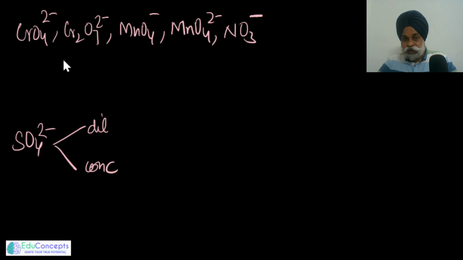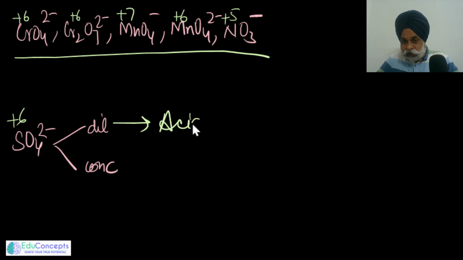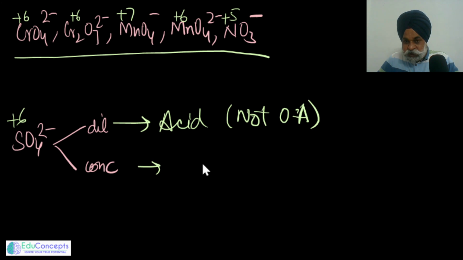Similarly, there are some anions which tend to act as an oxidizing agent. The important ones here are chromate, where it is in plus 6, plus 7 permanganate and manganate, and nitrate ion, which is a strong oxidizing agent. And similarly, sulfate also. As I said a few minutes back, sulfate when it is in a dilute form more often acts as an acid and not as an oxidizing agent. But when it is concentrated, it is a very good oxidizing agent. So make it a point, you always have to remember this.